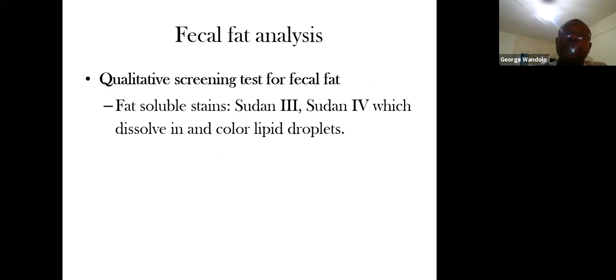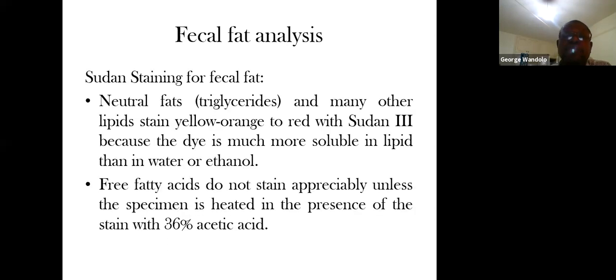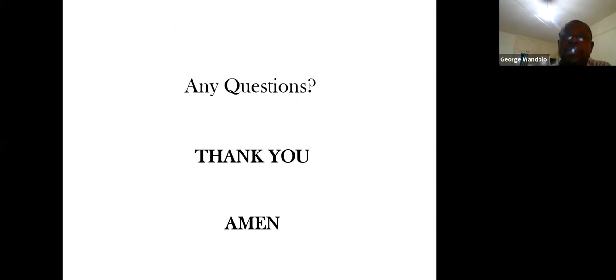We also have quantitative fecal screening, and here fat can be assessed using dyes. Fat-soluble dyes, Sudan 3 and Sudan 4, dissolve in fat, and we can quantitate the fat in stool. These are details that I don't need to go into. This is not what I want to tell you.